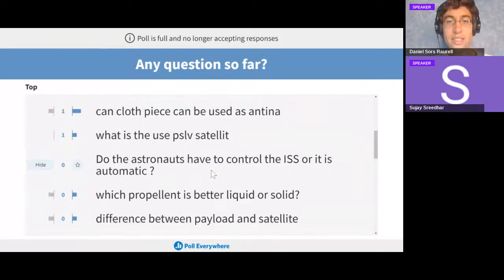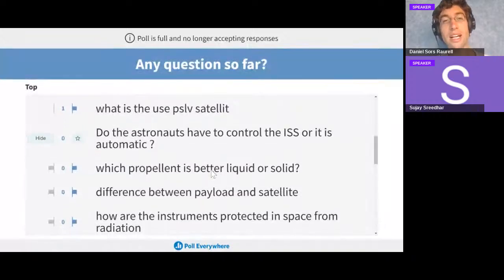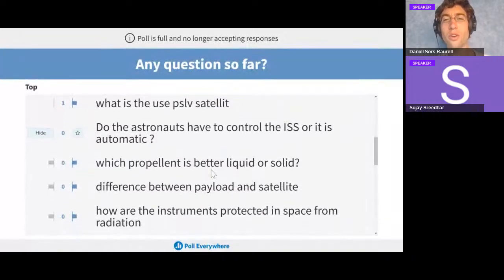What is the use of the PSLV satellite? So I guess by the PSLV you mean the Indian rocket that I think is currently still holding the record of deploying in one rocket launch more than 100 small satellites.